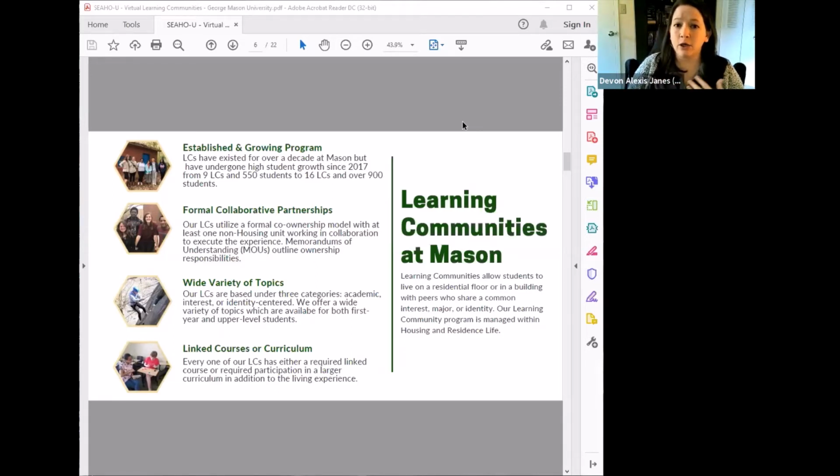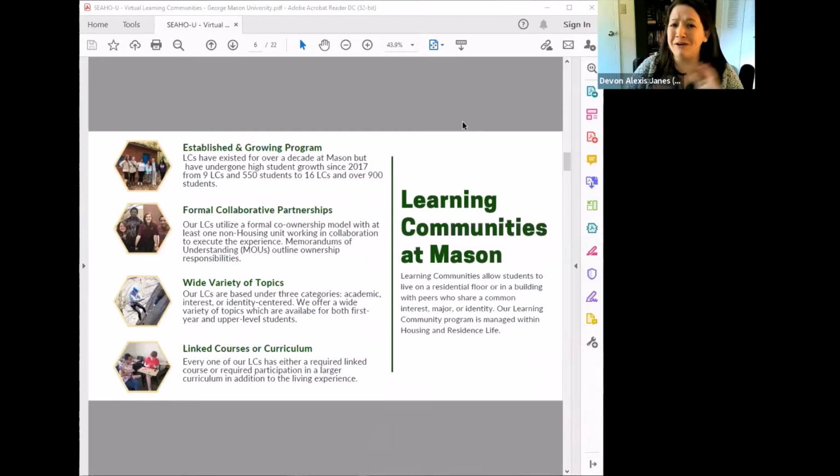For us, our learning communities involve a residential aspect, so they are living learning communities. Students live on a floor or in a building who share that common major, interest, or identity. Something really important for our model is that we utilize a co-ownership model, meaning every single learning community has at least one non-housing and residence life partner who co-owns that experience and works collaboratively with us to bring it to life. We have memorandums of understanding with every single one of these partners, and they range from academic units, colleges and schools, to other student affairs units as well.